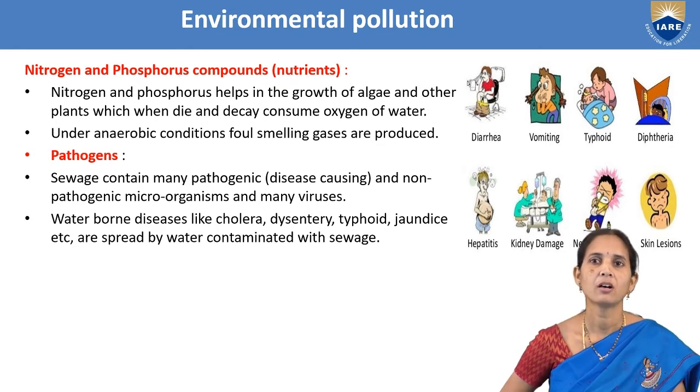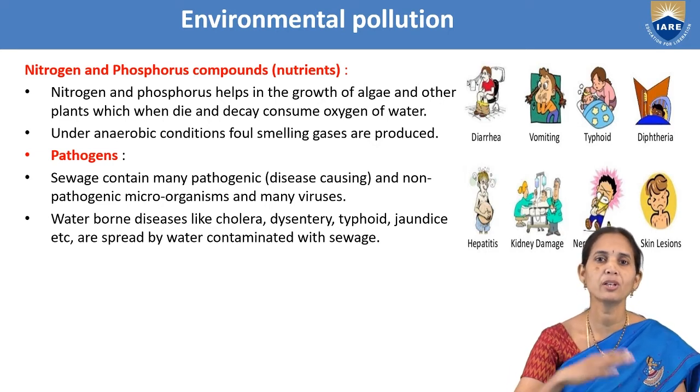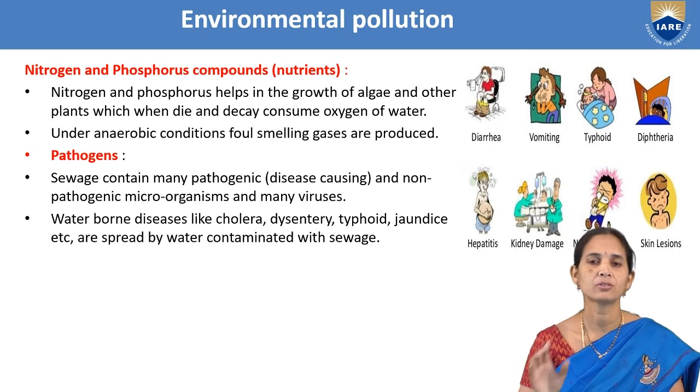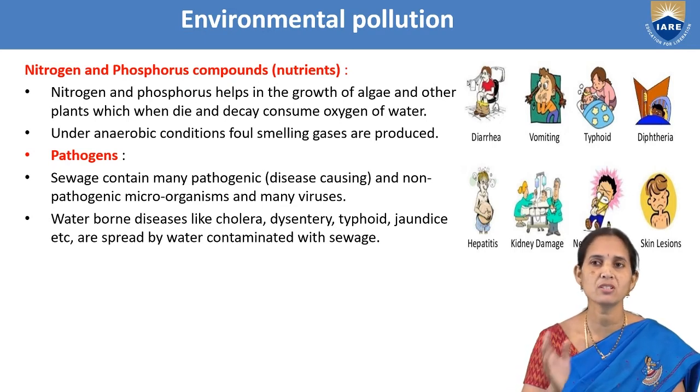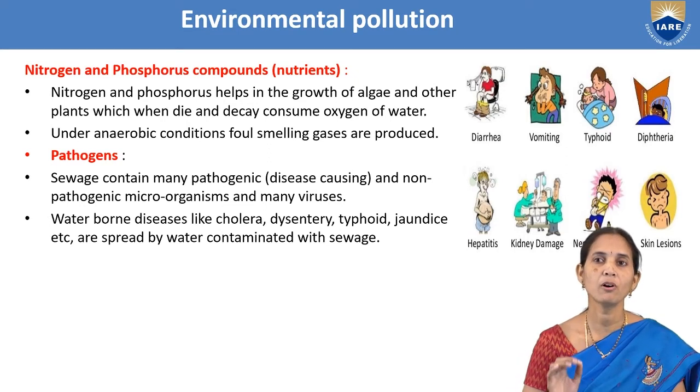And pathogens: sewage contains many pathogenic, disease causing and non-pathogenic microorganisms and many viruses. When wastewater flows out of industries and houses, that sewage or any food waste contains pathogenic microorganisms and many viruses. So we get waterborne diseases like cholera, typhoid, jaundice, mainly because the water is polluted.